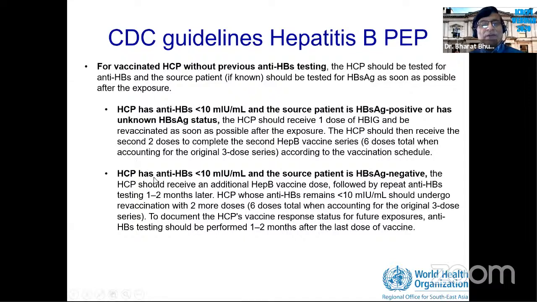Last scenario, if the healthcare provider has a titer of less than 10 and the source patient is surface antigen negative, they just require a booster dose, checking of titers again, and if titers are still less than 10, give 2 more doses but don't require immunoglobulin.